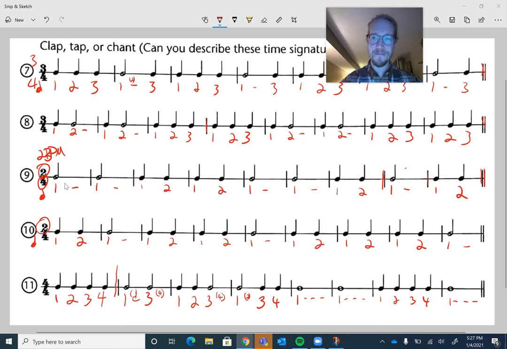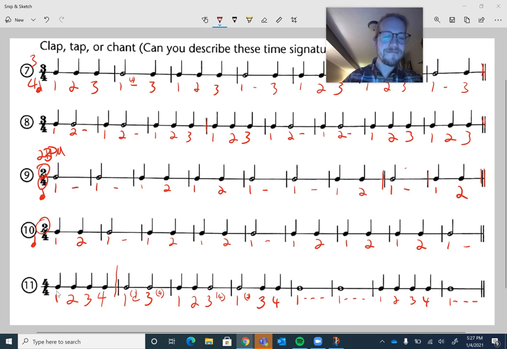Here's number 9. Ready? Go. 1, 1, 1, 2, 1, 2, 1, 1, 1, 2, 1, 1, 2. Off. Number 10, here we go. 1, 2, 1, 1, 2, 1, 2, 1, 1, 2, 1, 2, 1, 2, 1, off.